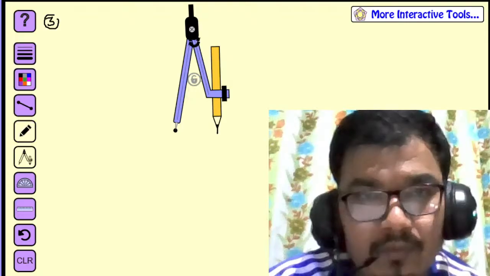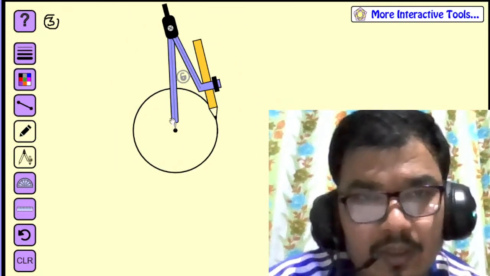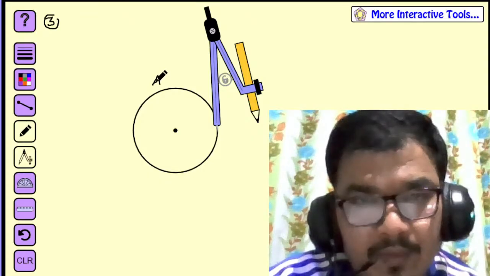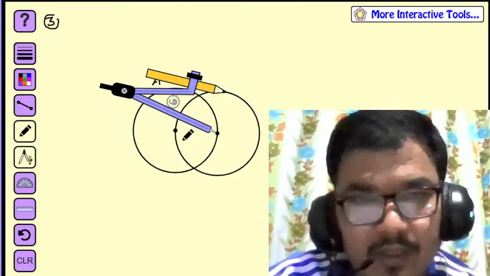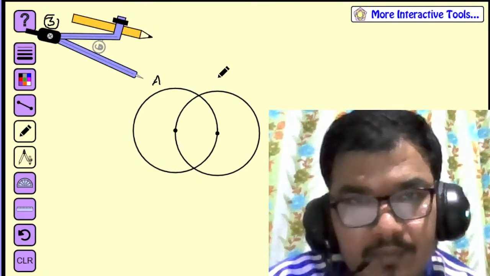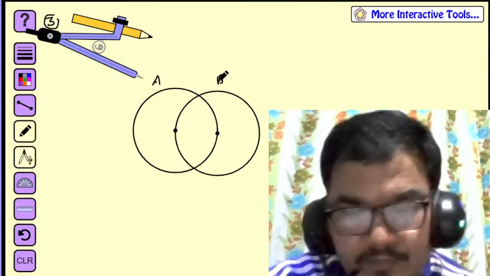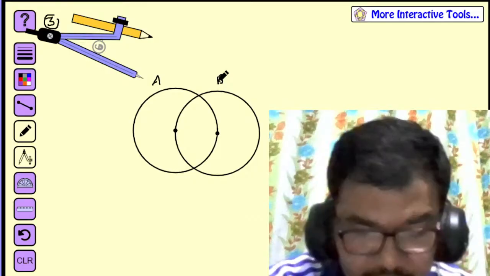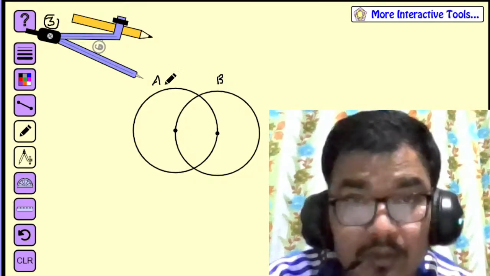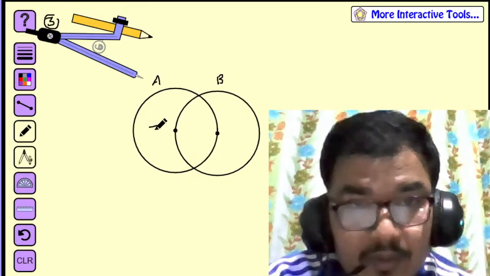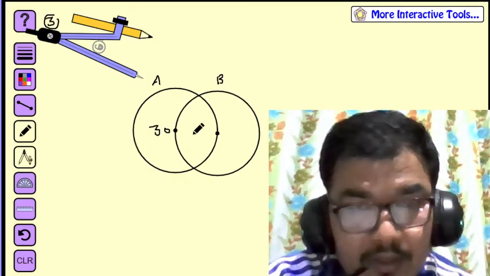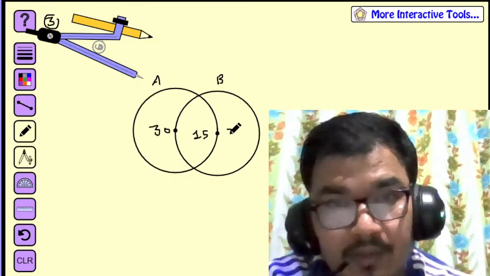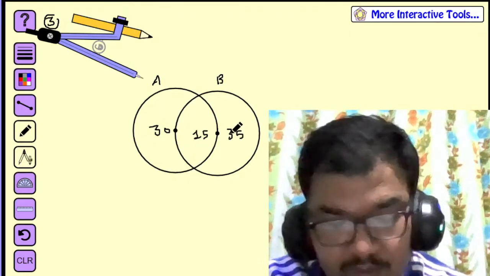For the Venn diagram, make one circle, and this is, suppose, set A. Okay, and draw another like this, a circle, and this is set B. In this question, suppose 30 is given here, and this part is given 15, and this part is given 35.